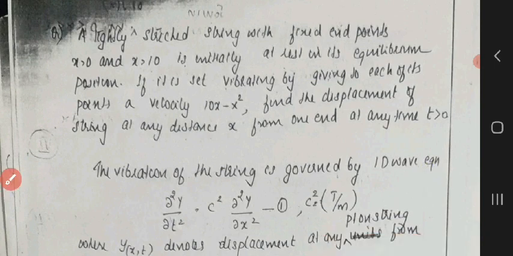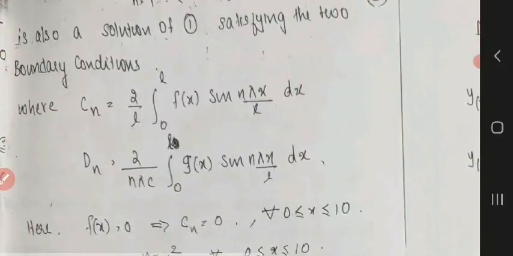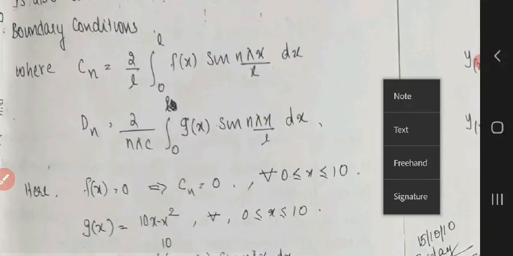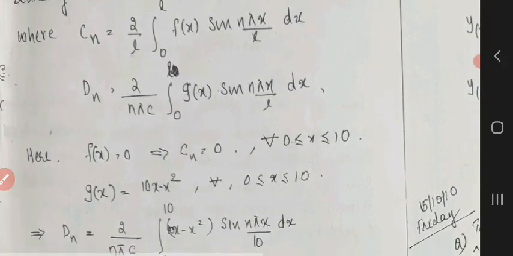Okay, and what is f of x? I told you the string was initially kept at rest, so the initial displacement should be what? 0. Then we applied a velocity 10x minus x square, that is the initial velocity. So you should write g of x equal to 10x minus x square. Then we have to substitute the values. Clearly Cn is 0 because f is 0, right? So Cn is equal to 0. Now we have to find Dn.